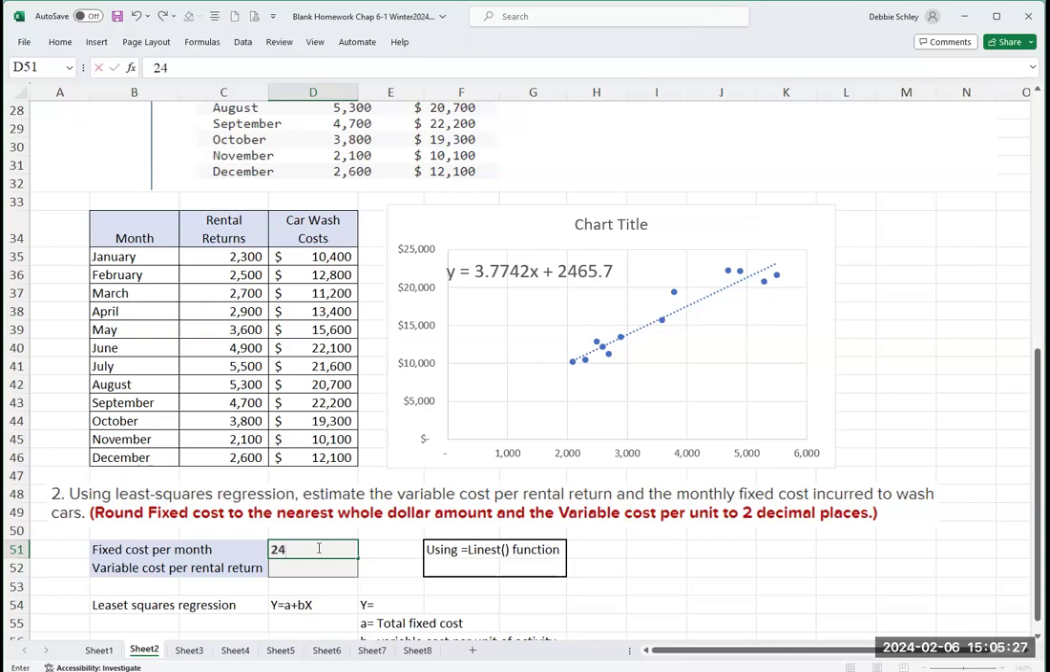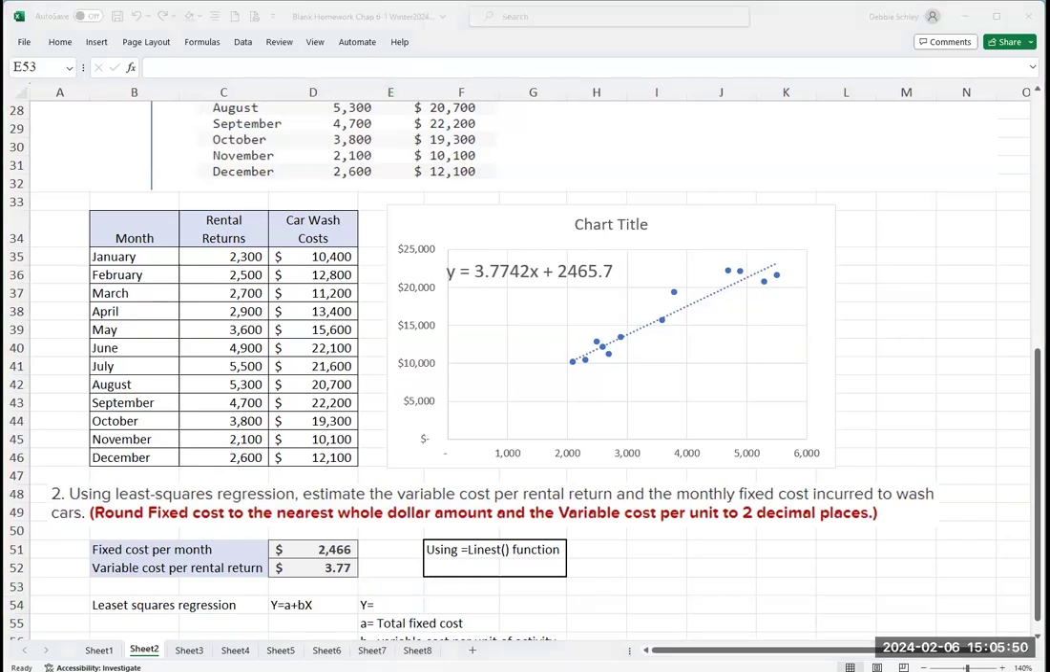So mine is 2466, right? Because it's 0.7, so I round up that number right there. And then my variable is 3.77, right? Because rounding it, that's a 4, so it stays the same.